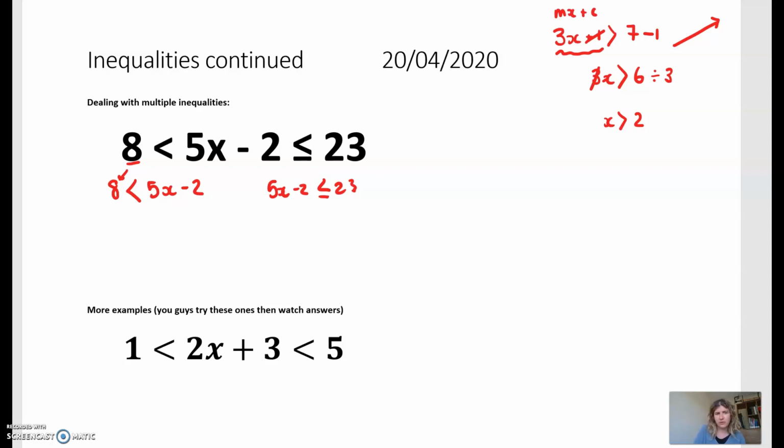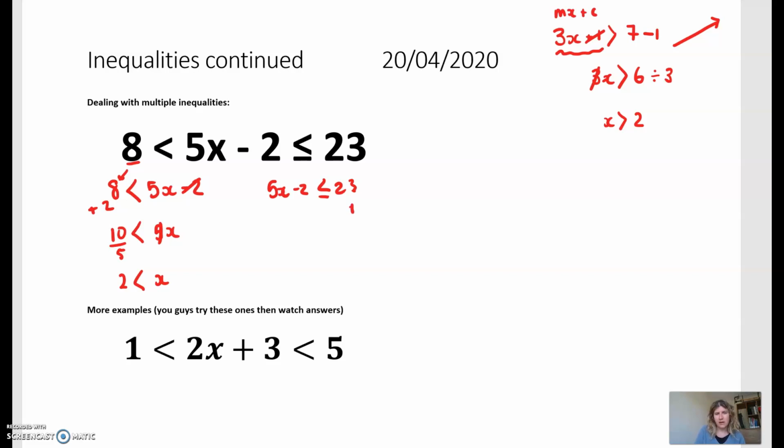So if I solve this one first, we're going to add 2 to this side, cancel that out. So we're left with 10 is greater than 5x. We then divide by 5, cancel that out. So we're left with 10 divided by 5 is 2. So we've got there x is greater than 2.